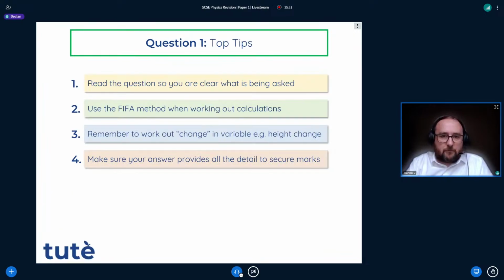So some top tips for tomorrow. Make sure you read the question so you're really, really clear on what is being asked of you. Make sure in any calculations you follow that FIFA method to get all those marks that you can possibly get. And then number 3, remember to work out change in a variable. Where we looked at height change there, people often miss that and they might just put 15 or 5. They wouldn't have got 10. So check: if it's giving you two heights, look at that height change, or temperature change, normally common ones. And then make sure your answer provides all the detail to secure your marks. If it's 2 marks, make sure you've got at least 2 points. If it's 6 marks, make sure you're looking at 6 points.